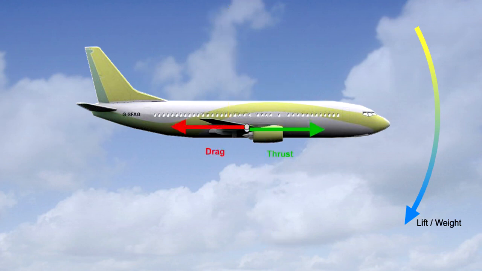The second couple acting upon an aeroplane in flight is that produced by the forces of thrust and drag. The effect of this couple is to cause a nose-up pitching moment. Notice though that this couple is far weaker than the lift-weight couple. The maximum thrust produced by the engines of a 737-800 is only 214,000 newtons. This means that the nose-up pitching moment does not balance the stronger nose-down pitching moment of the lift-weight couple. As a result, there is still a nose-down tendency.